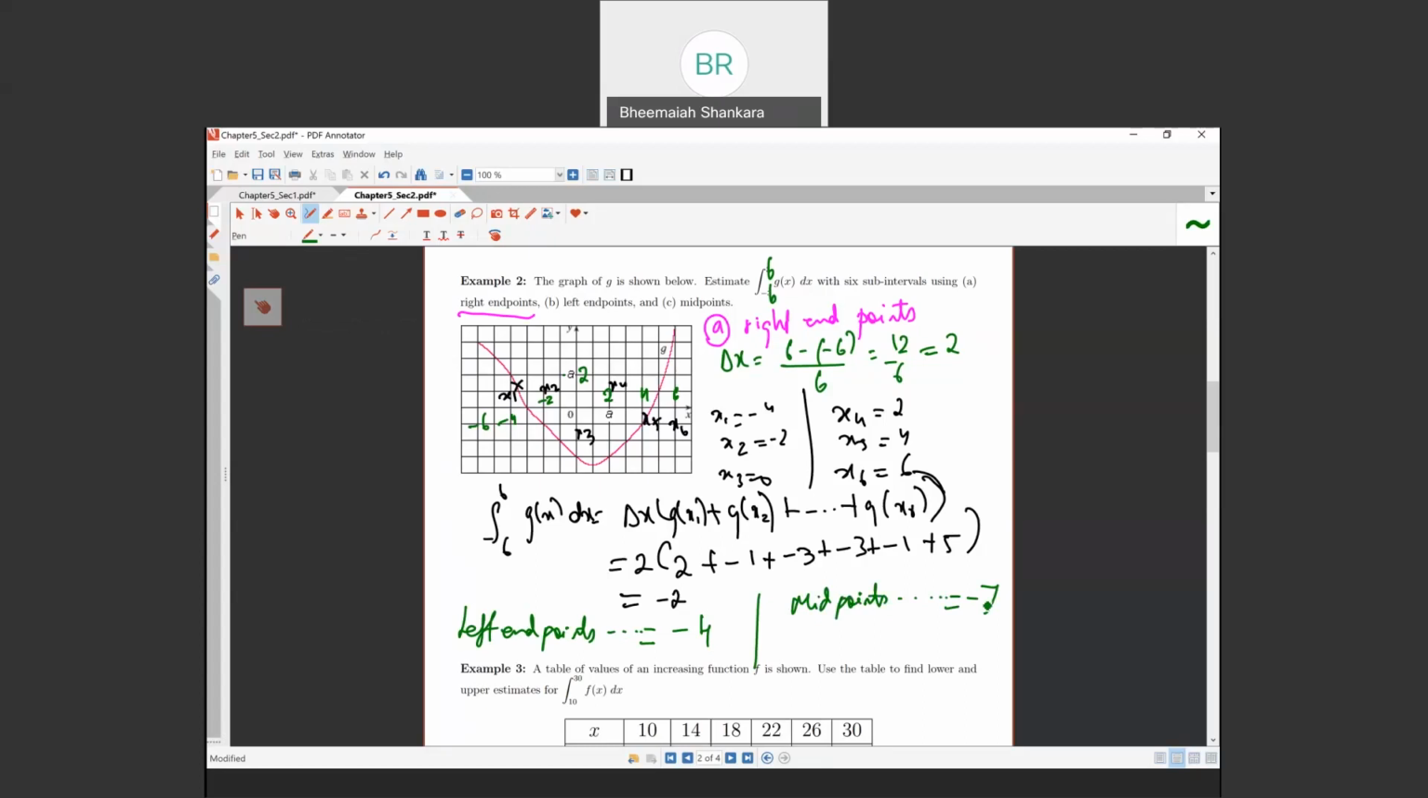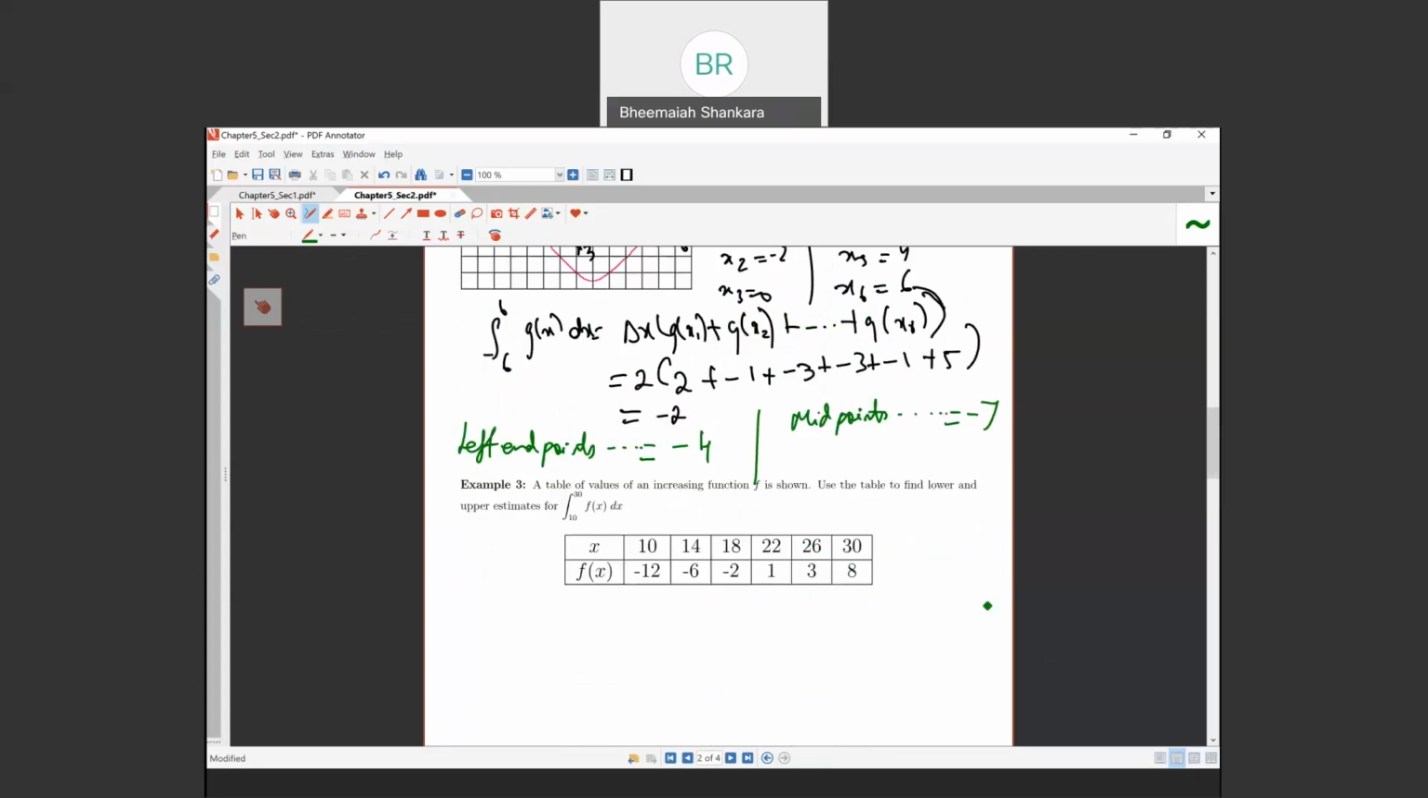The next one, you're given a table of values of an increasing function f. And using this value, you will come up with a lower and an upper estimate for the integration. So name these x values as x sub 1, 2, all the way up to 6. And you understand that f is an increasing function here. So the question is asking you, use the table to find the lower and the upper estimate, which means this is the integration given in the problem.